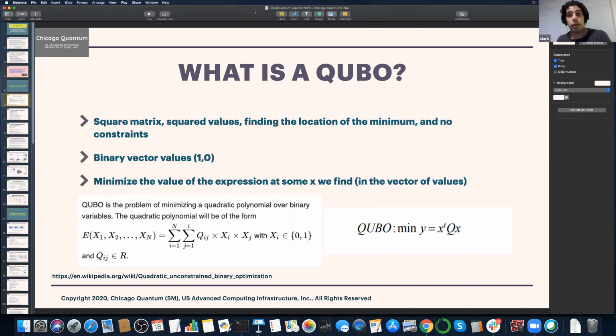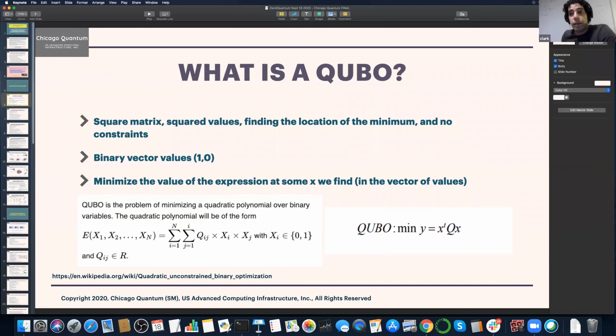Now, unconstrained means that you don't have any limits on what the x's necessarily need to be in terms of size. If you're looking at some sort of network communication scheduling problem, you would have constraints. Say, oh, I can't have six workers working on one machine, right? That's a constraint. Here we don't have those.